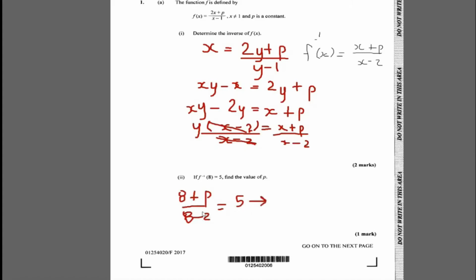All right, so 8 plus p over 8 minus 2 equals 5, we can cross multiply. And so 8 minus 2 is 6. And so what we're getting then is 8 plus p is equal to 5 times 6, which is 30. And then we make p the subject by subtracting 8 from both sides. And so p equals 22. P is 22. All right, check it. 8 plus 22 is 30 over 8 minus 2. 30 over 6 is 5. So p is 22. That's one way you could have done it. An alternate way you could have done it was you could have set f of 5 equal to 8. Well, let's continue.